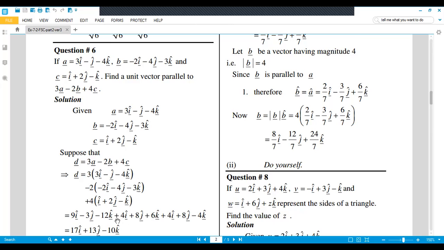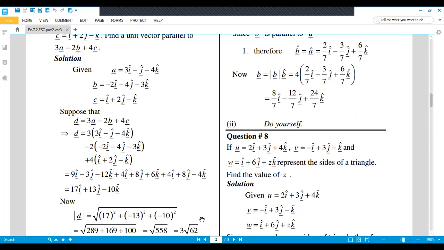When we multiply minus 2 inside, we get plus 4i plus 8j plus 6k, and when we multiply 4 inside, we get 4i plus 8j minus 4k. So when you solve it, 9i plus 4, that is 13, 13 plus 4 is 17, so 17i. Similarly, minus 3 and plus 8 is plus 5, plus 5 and plus 8 is plus 13j. Similarly for k, minus 12 plus 6 is minus 6k, minus 6 and minus 4 is minus 10k.